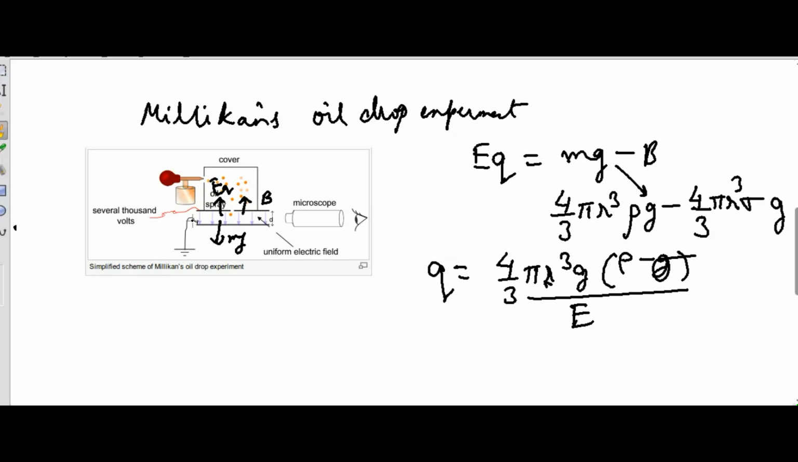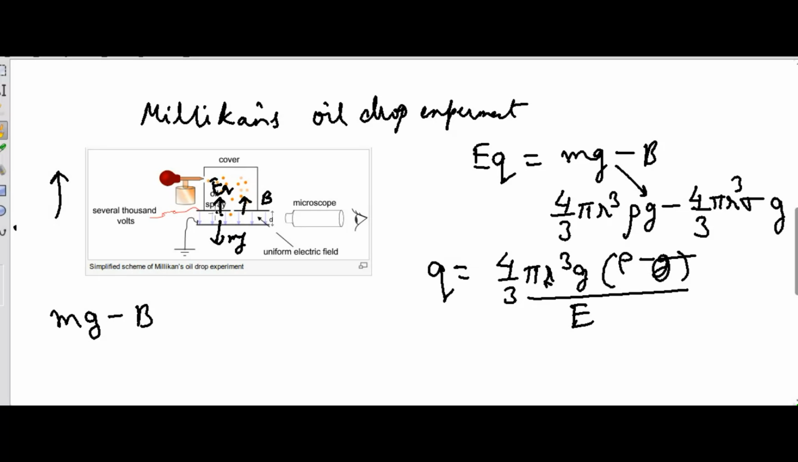Now if I switch off the electric field, the net force faced by this oil drop in the downward direction will be equal to mg minus b. Correct? So now E is switched off, and the net force in the downward direction is mg minus b. So what will resist this mg minus b? The force resisting it will be the viscous force.